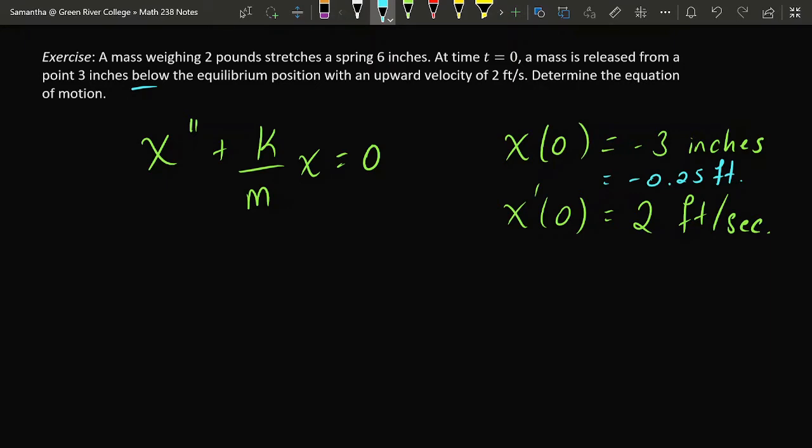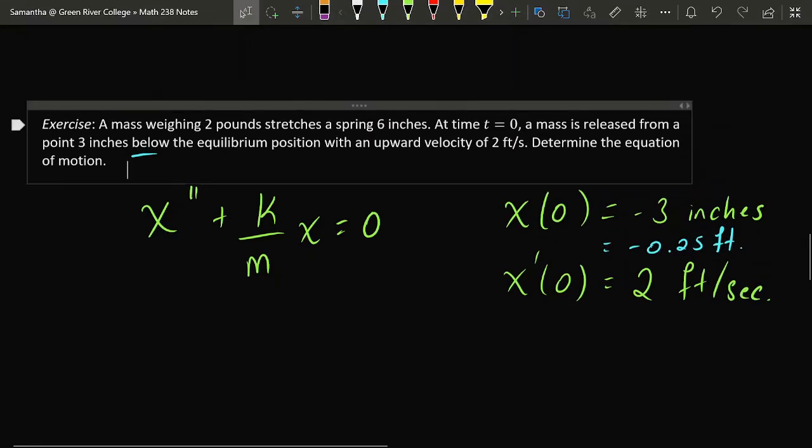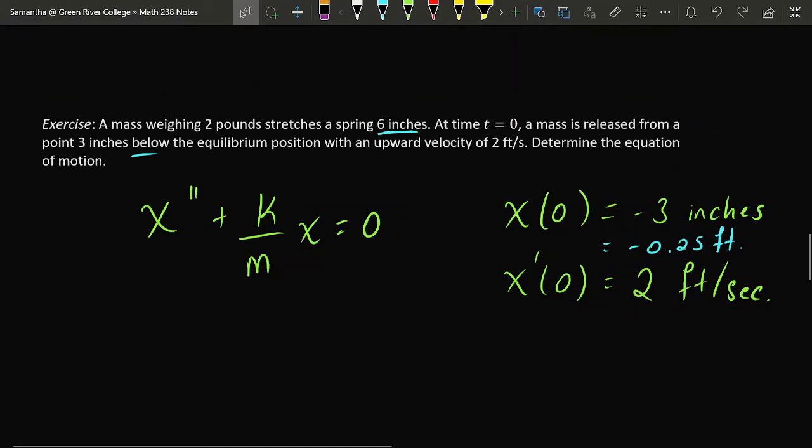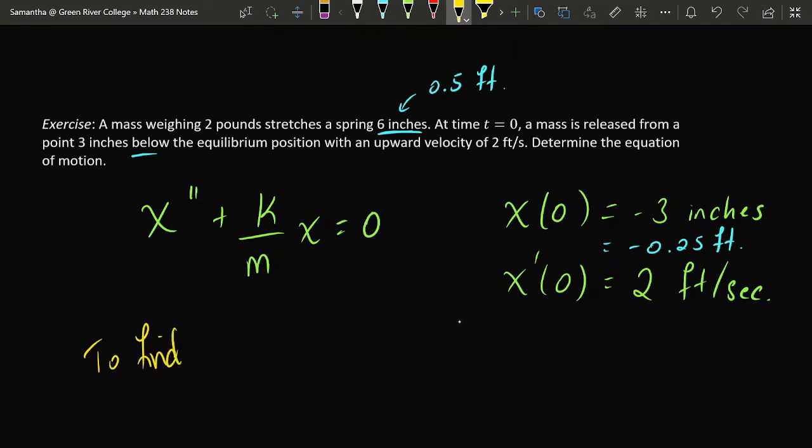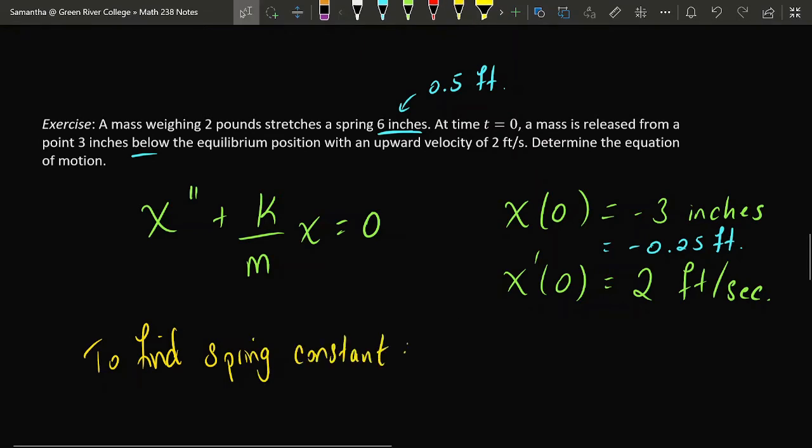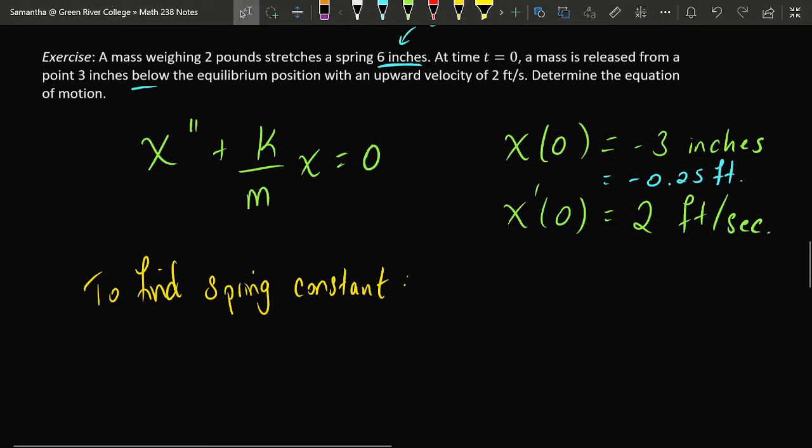Committing to units of feet, I'm also going to convert this information in the first paragraph, first line, not 6 inches, but 0.5 feet. So now I need to determine the values of k and of m. To find the spring constant, we can use Hooke's law, and this information given to me about the relationship between the weight force applied to the spring and the amount by which the spring was stretched out.